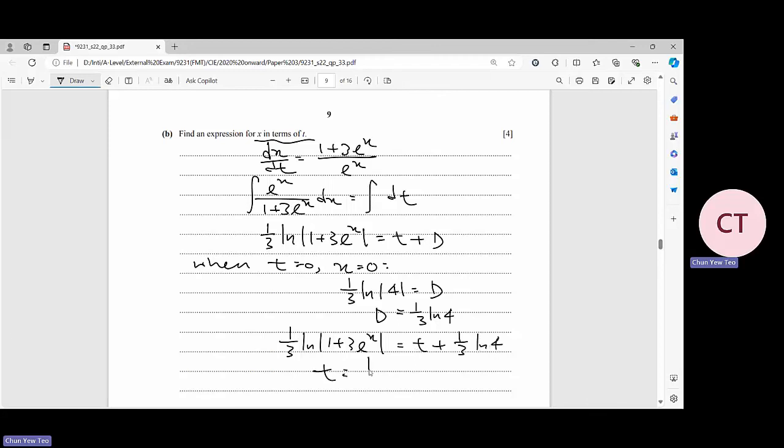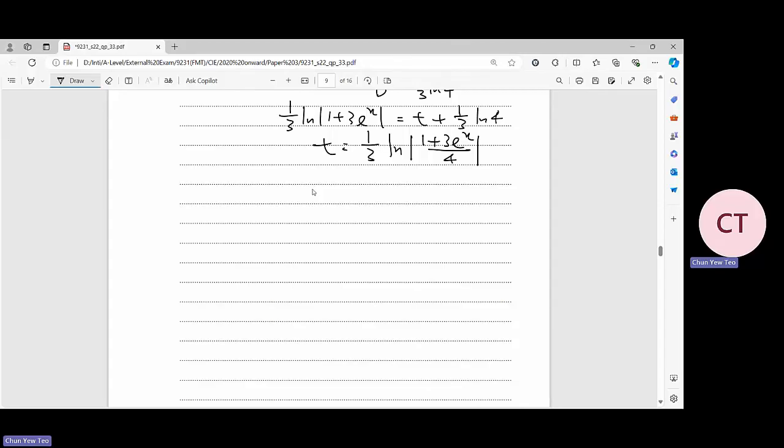So your t will equal 1 over 3 ln. The law of logarithms says that for the minus of the ln, you can just put it together like this. But this is what we have: t in terms of x, and they want x in terms of t. So we need to get rid of the ln, so e power 3t is equal to the modulus of 1 plus 3e power x over 4.